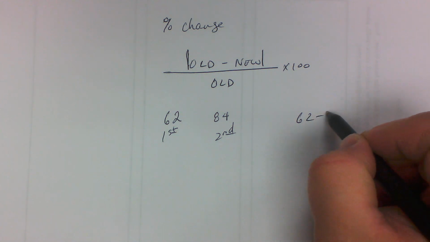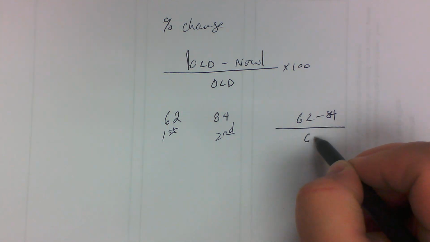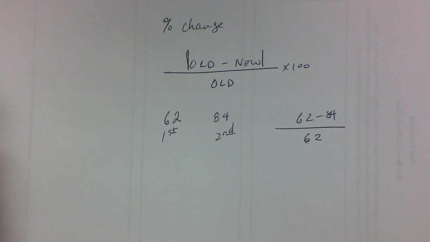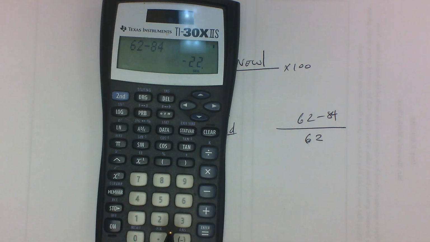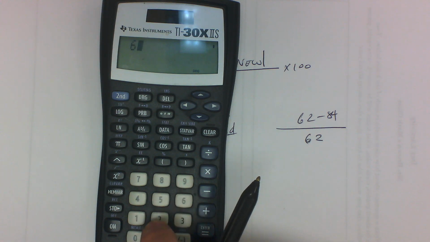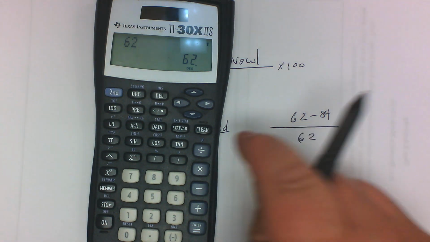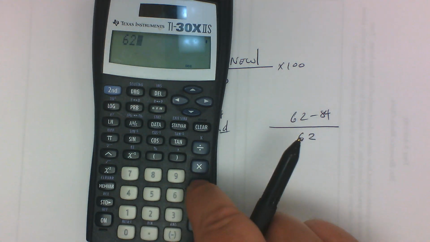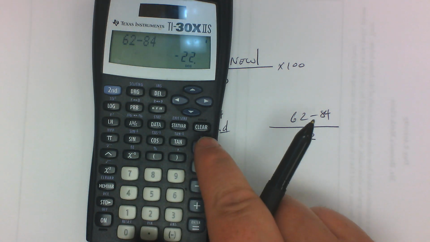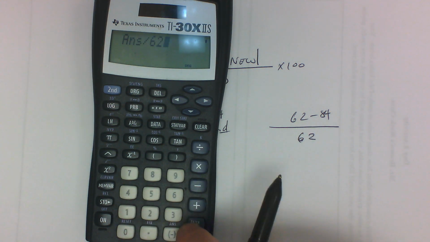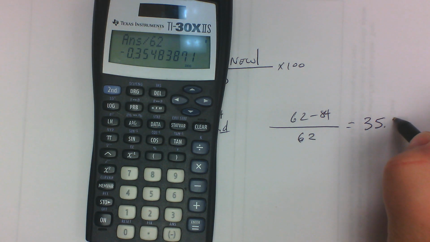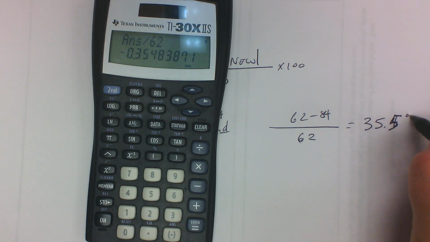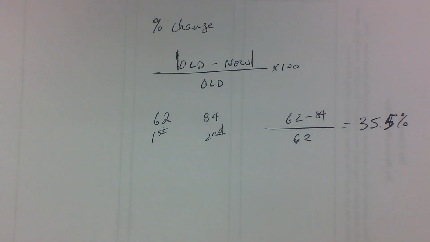So, 62 minus 84 divided by 62, whatever that turns out to be as a percentage. So, 62 minus 84 divided by 62. So that is a 35.4, I don't know, 35.5% change. So that's how that works.